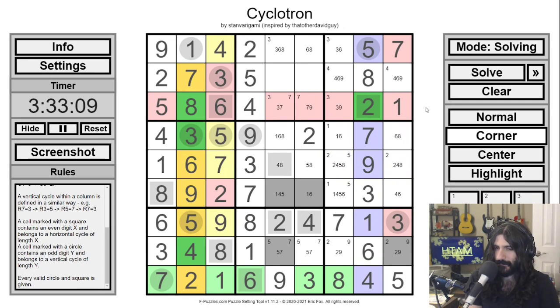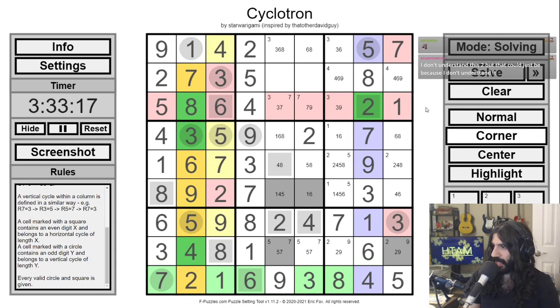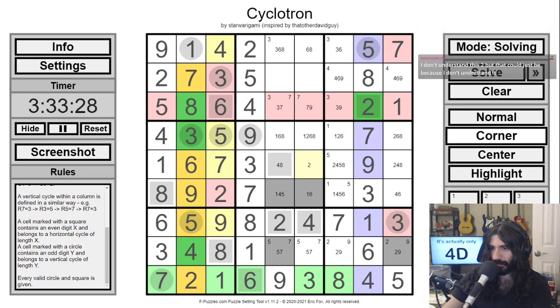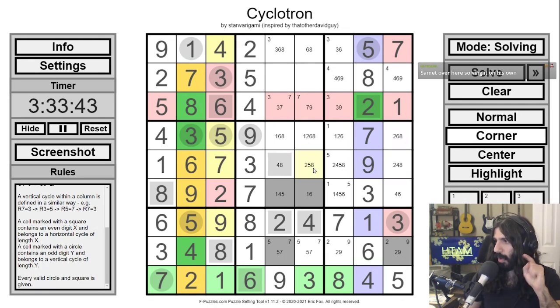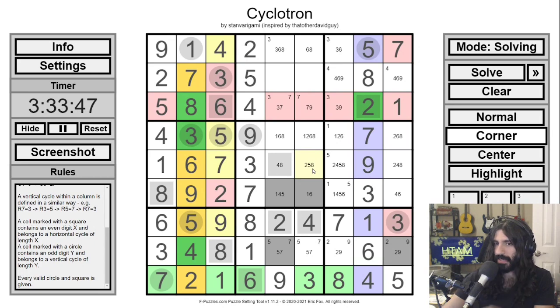Okay. Did that actually give us anything? I don't think so. I don't understand this 2, but that could just be because I don't understand it. Okay. Here is what I believe is the reason for this 2. Check it out. Okay. If this was a 2, it's as simple as this. If this was a 2, then it would be a 2 cycle with this 6 and this 8. So there would be an even number cycle where one of the numbers in the cycle is the length of the cycle, which would mean that there should be a square here. And there isn't, because we have this condition that every valid circle and square is given. So this can't be a 2, because it would be a 2 in a horizontal cycle of length 2.